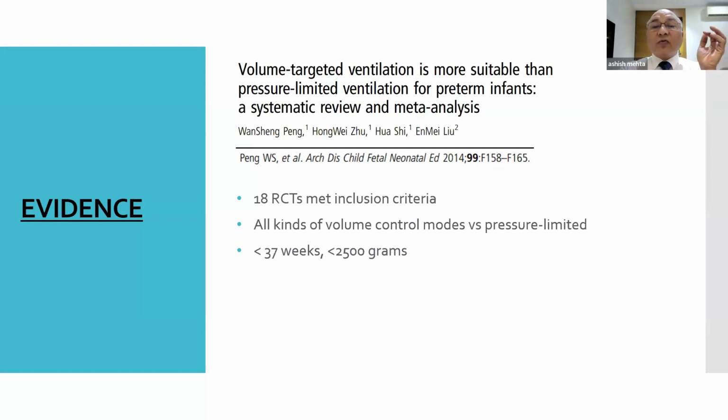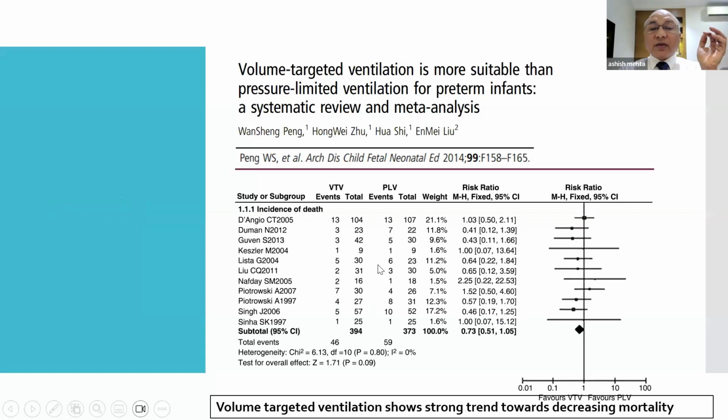And then you look at a few systematic reviews and meta-analyses. This was published 10 years back in Archives, where they included 18 RCTs. Babies on volume control modes versus pressure limited ventilation were compared. Babies were less than 2.5 kg, less than 37 weeks. And you can see here that it shows a strong trend towards decreasing mortality.